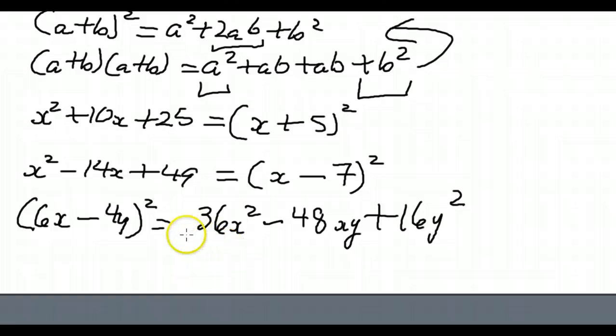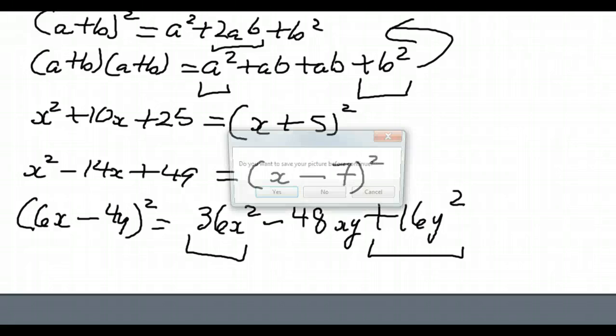So what am I looking for? This has a square root. This is positive and has a square root. The square root of 36x squared is 6x. The square root of this is 4y. 6x times 4y is 24xy. And this is the doubling of that, minus 48xy. So then it will factor as (6x minus 4y) quantity squared.